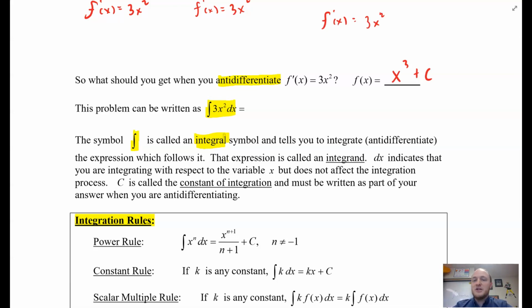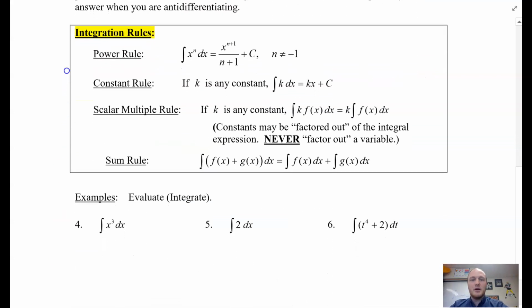Note that the expression is called the integrand. dx indicates that we are integrating with respect to the variable x. So you'll notice that we always have a dx whenever we are taking the integral of an integrand. It's just telling you that you're going to integrate with respect to that variable. c is called the constant of integration and must be written as part of your answer when you are anti-differentiating. You'll see some of this in our integration rules.